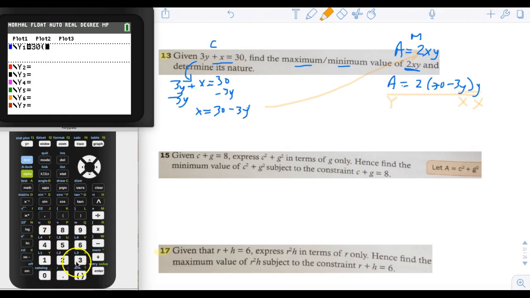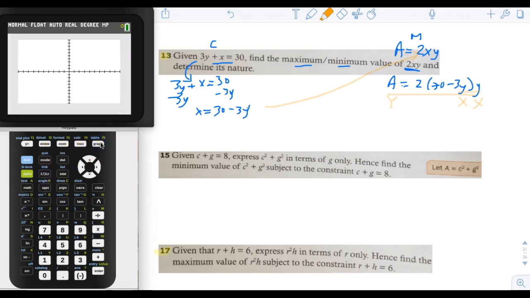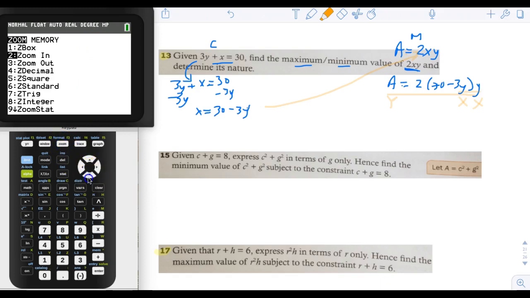So we're going to rewrite a equals 2 times 30 minus 3y times y in x's. So it's going to be 2 times 30 minus 3y, and instead of 3y, I'm going to put 3x, right? And then I'm going to put times x. And then I'm going to graph that. And then I'm going to see, okay, is this going to be, oh my gosh, it's so skinny or something. Oh no, it's just very tall. So let's do zoom fit and see if we can see it.